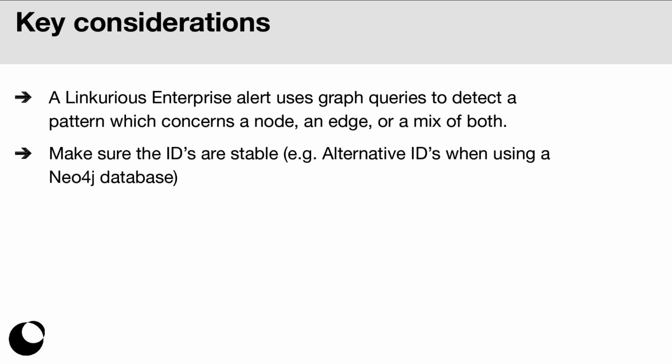For instance, when using a Neo4j database, you will need to configure our functionality called alternative IDs, because the node and relationship IDs will be recycled in the Neo4j database. So you can't ensure that if the database was modified, you will have stable IDs. So please make sure you configure the alternative IDs feature.